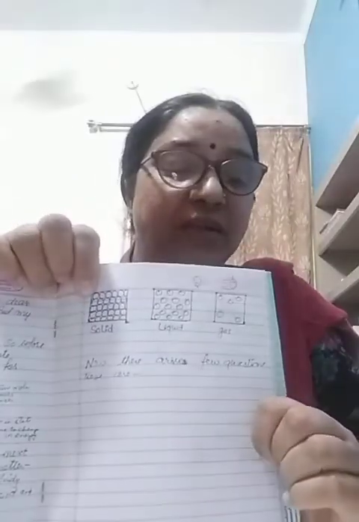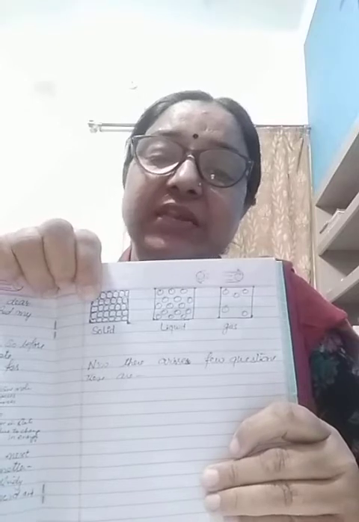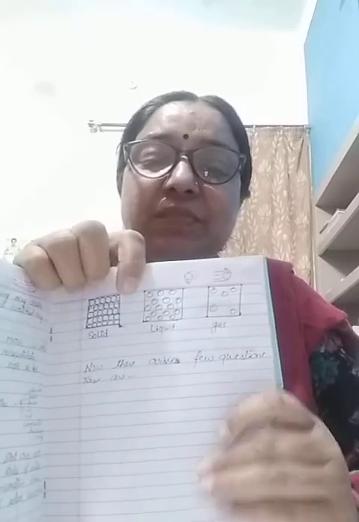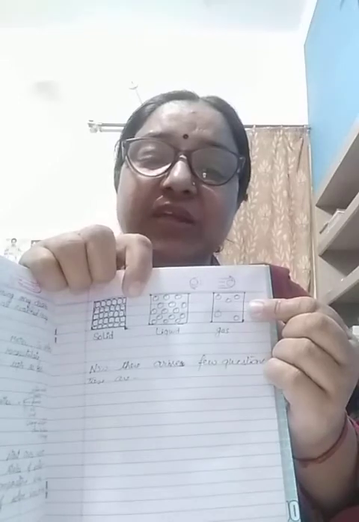Then comes arrangement of particles. We come to the same diagram again. In solids, the particles are arranged very closely, tightly packed. In liquids, loosely packed. And in case of gases, the particles are very loosely packed. Next comes compressibility. Can we compress solids? No, we cannot compress solids. The reason is, again, there is little interparticular space. So we cannot compress solids, and we can compress liquids a little bit and we can highly compress gases.